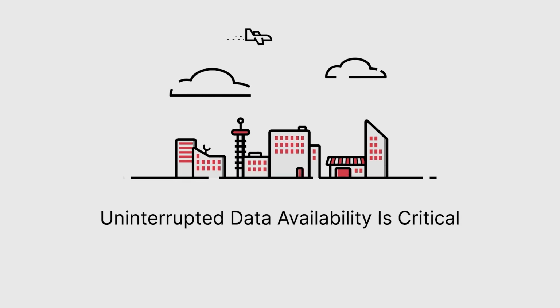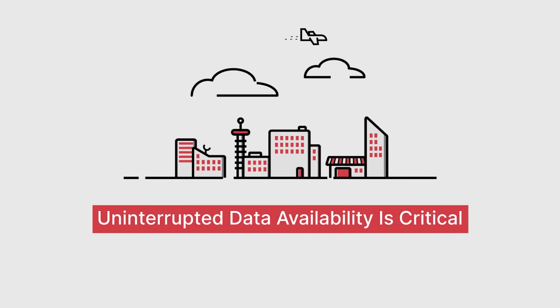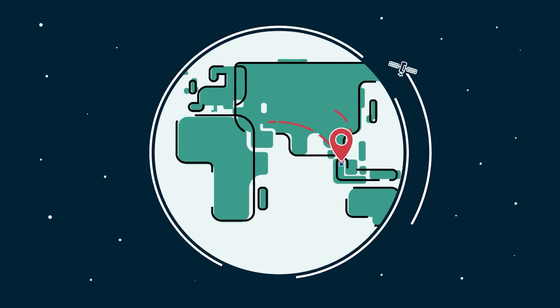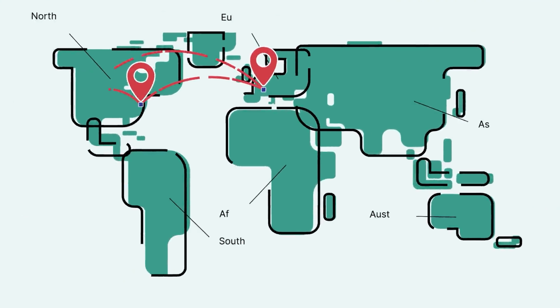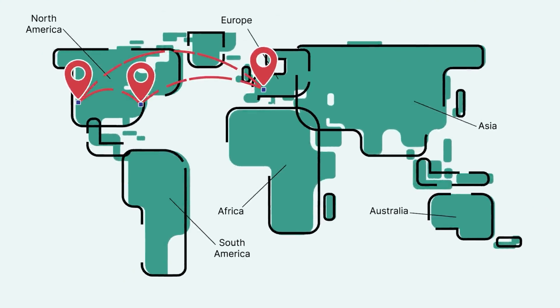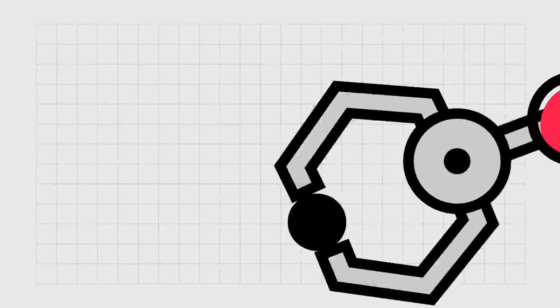Uninterrupted data availability is critical for the modern enterprise. Even small outages can have devastating consequences. To ensure business continuity, data must be replicated to multiple, globally distributed locations in real time to provide the highest level of resilience and availability.